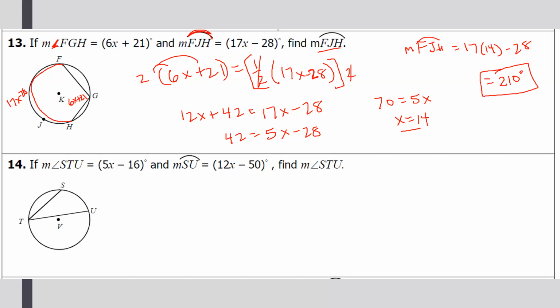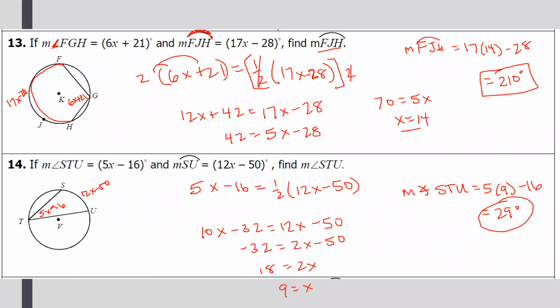I'd like you to go ahead and try number 14. They tell you an expression for angle STU. They give you an expression for arc SU. And then after you solve for x, you need to find the measure of angle STU. Go ahead and try that one now.